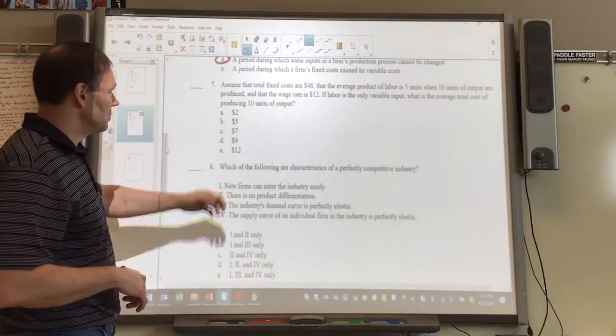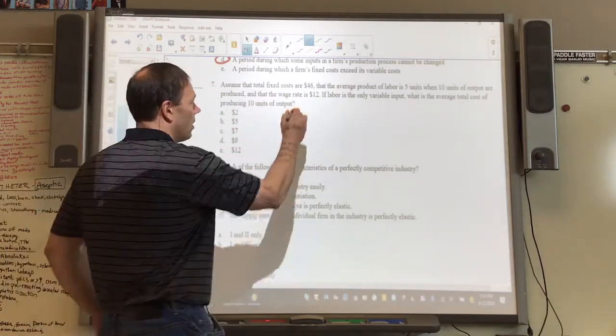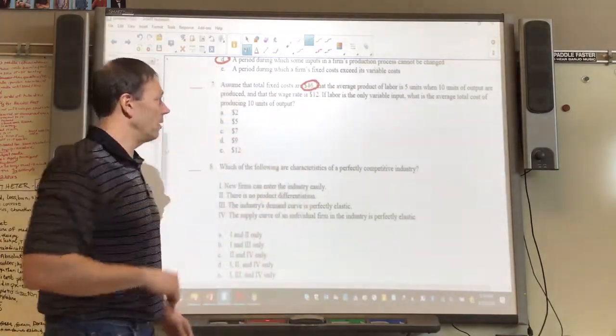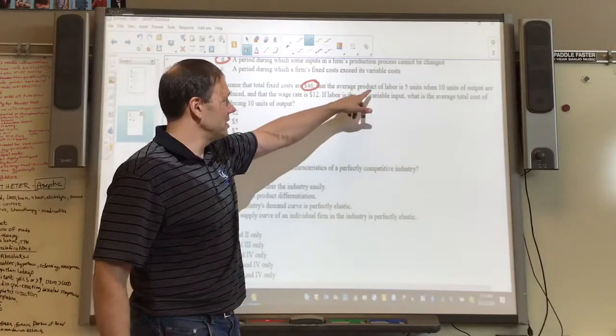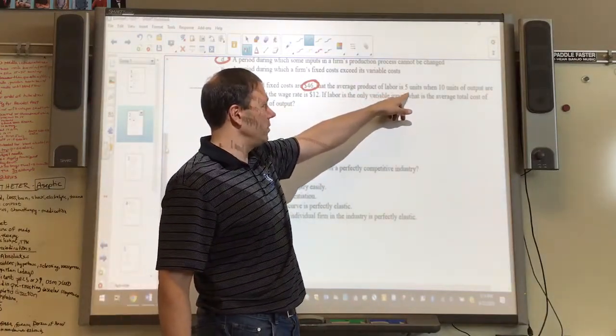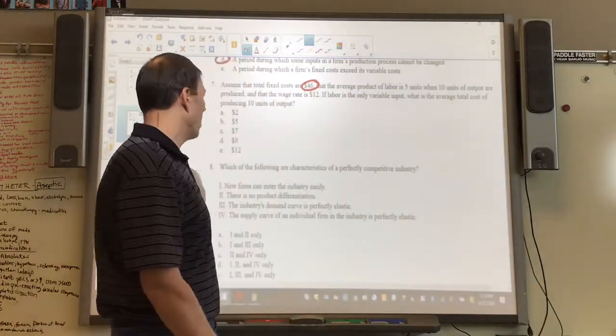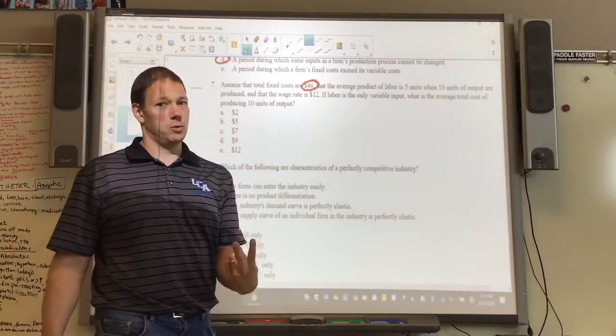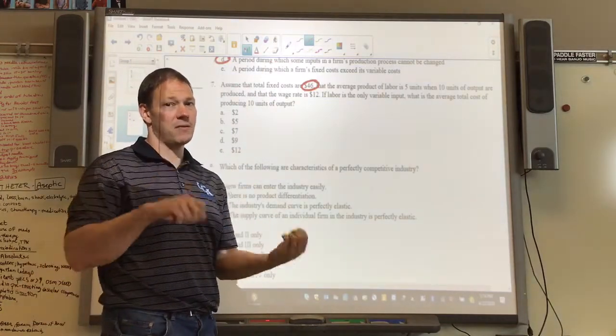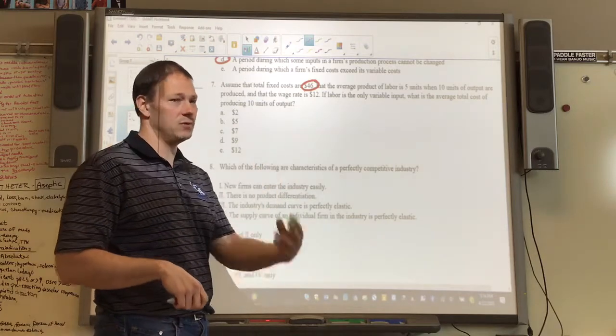Number seven, we got all this math here. Okay, so your total fixed costs are 46. Let's start there. Now, here it tells the average product of labor is 5 units when 10 units of output are produced. That means you must have 2 workers. Okay, if you have 10 units and on average each worker produces 5 units, you got to have 2 workers.